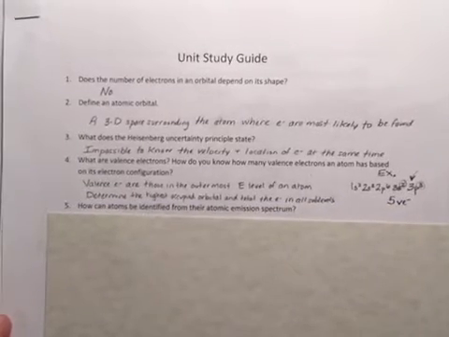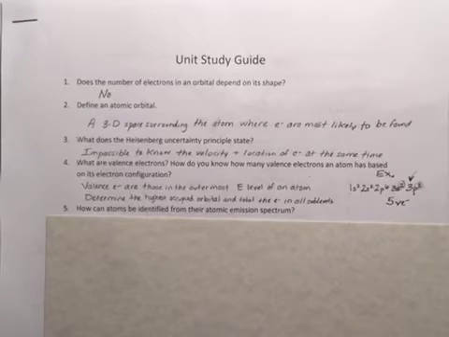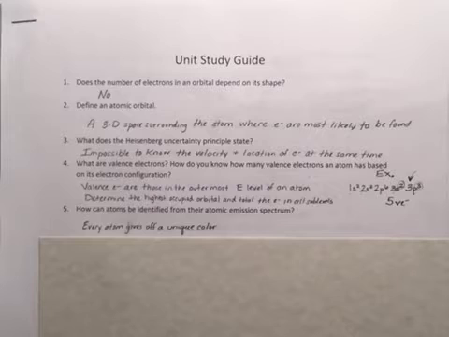Number 5, how can atoms be identified from their atomic emission spectrum? You guys did this in your flame test lab. You looked to see the actual colors so you could match them up with the names, and then when I gave you unknowns, a lot of you were able to correctly identify them because each color is unique to the specific atom.